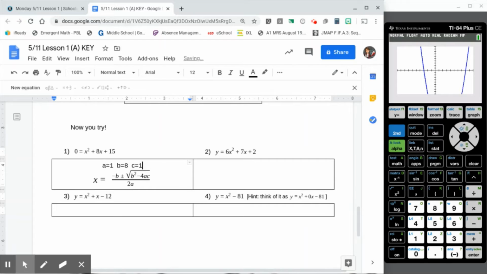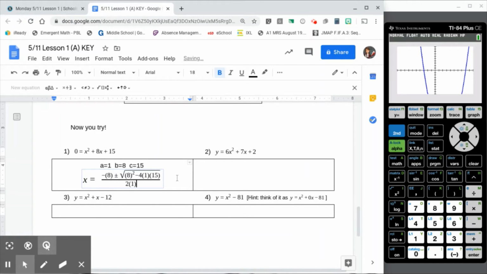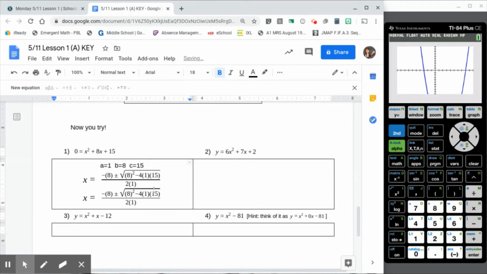So what I want you to do is pause the video and plug that into your formula right now. All right, check your work with my work. Did you use parentheses? Very important. Copying and pasting. We simplify. So -8 is just -8. So I'll drop the parentheses there after I double check it.